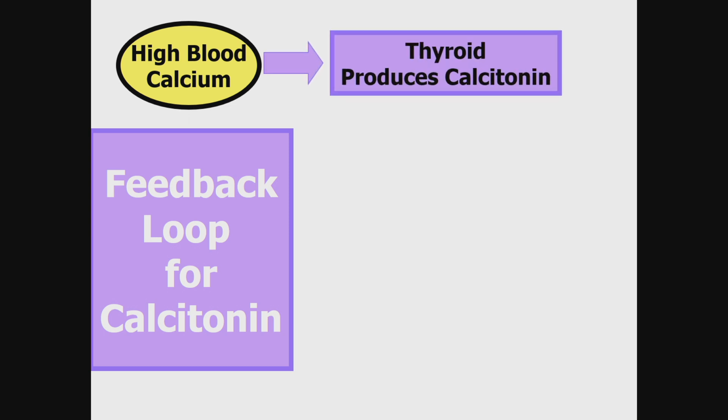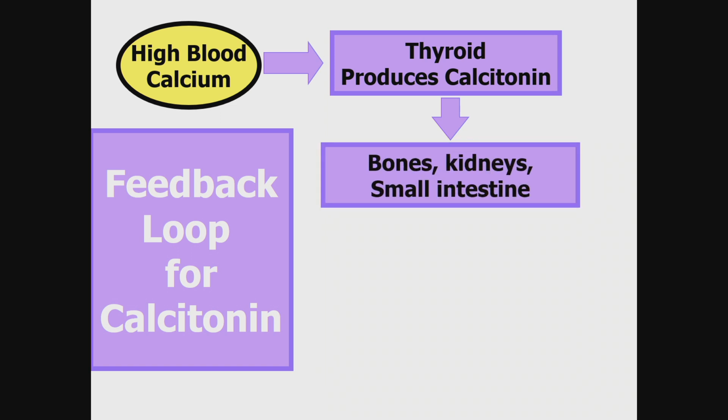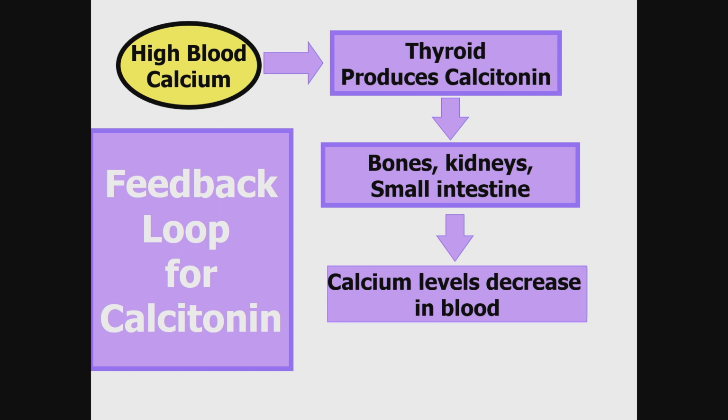We're going to do a couple feedback loops here. The feedback loop for calcitonin is stimulated by high blood calcium. The thyroid produces calcitonin, which goes to the bones, kidneys, and small intestine until calcium levels decrease in the blood. And then the production of calcitonin is decreased.